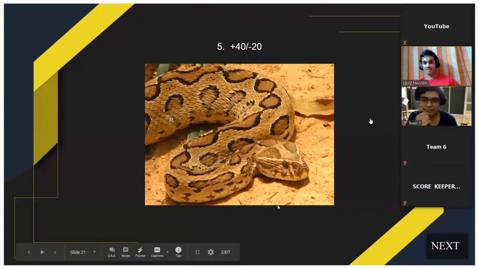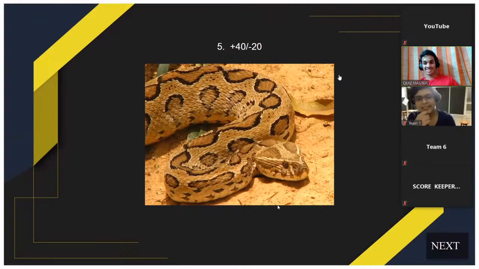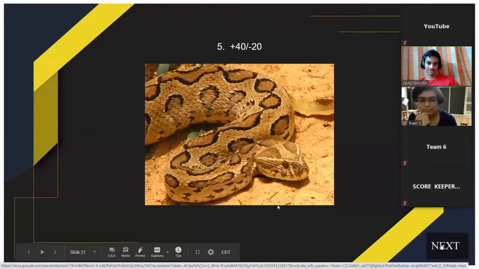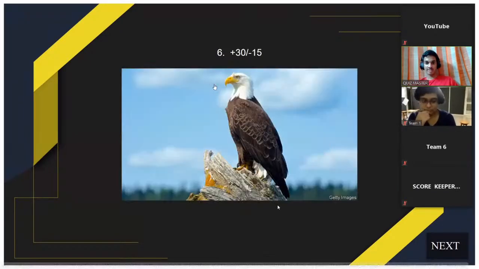You know what? I'll give plus 40 points to team 4. They are so close to this answer. So plus 40 points to team 4. Okay. Yeah. So next up is the 6th image, plus 30 minus 15.